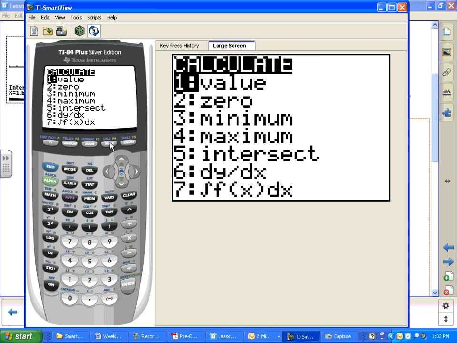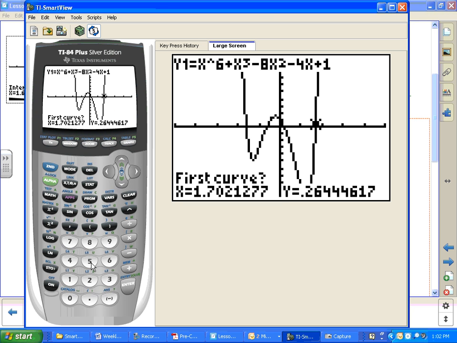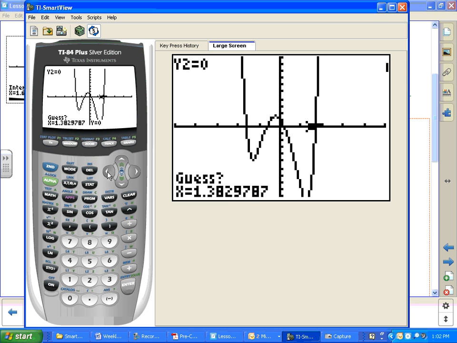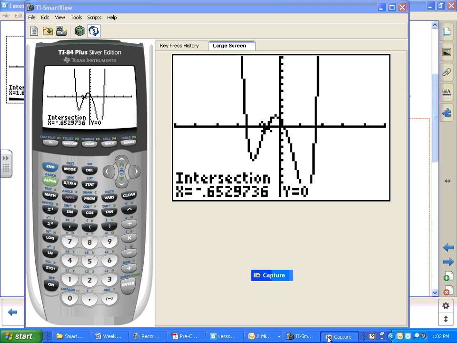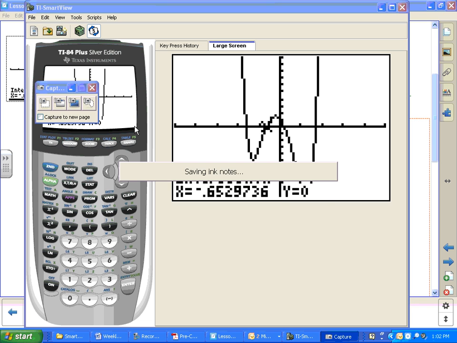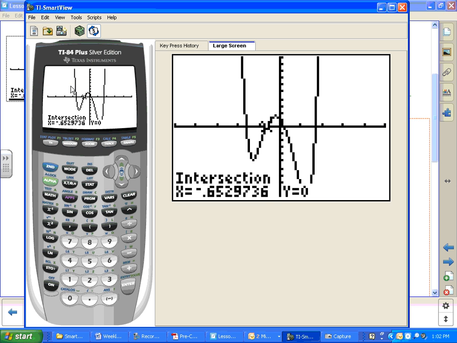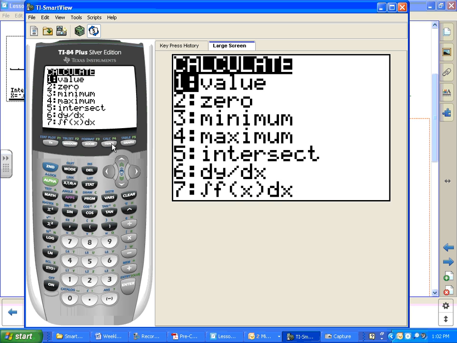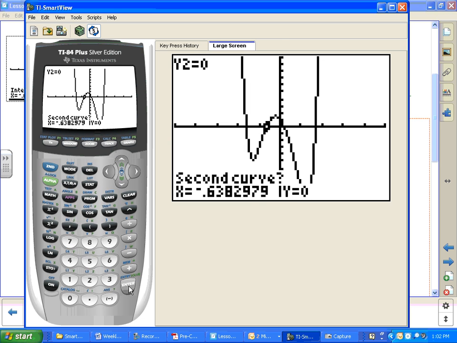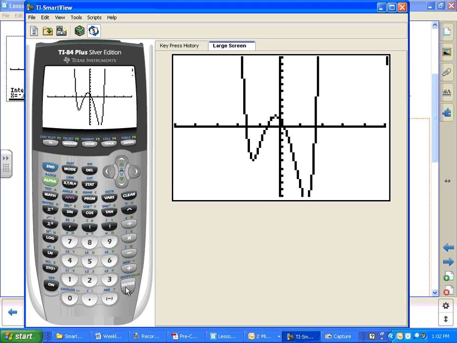Okay, do it again. First curve, second curve, scroll over to the next one I want. Okay, when it's on guess is when you're scrolling. Hit enter there. -0.653. Okay, last time. First curve, second curve, scroll over, and we get -1.612.